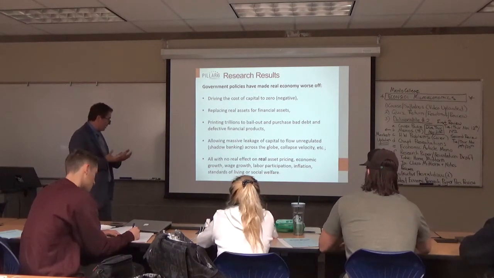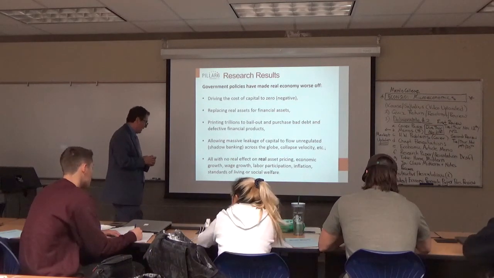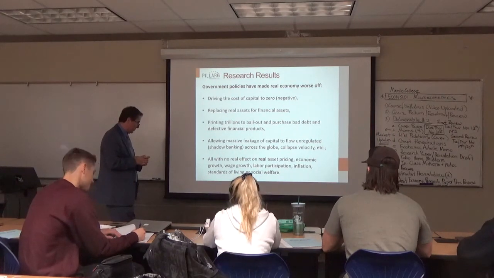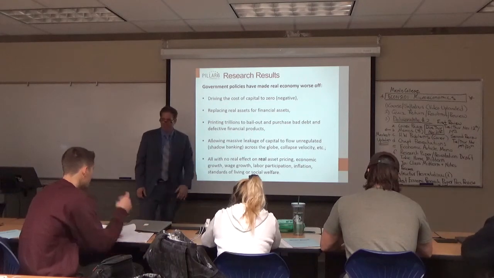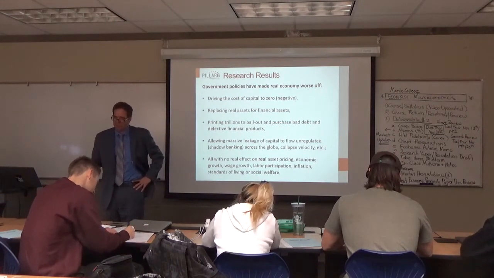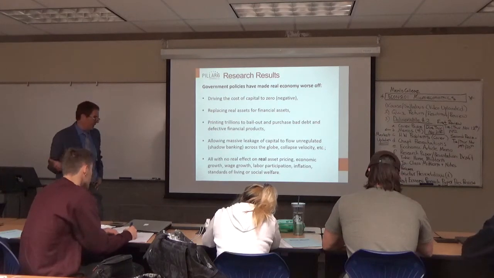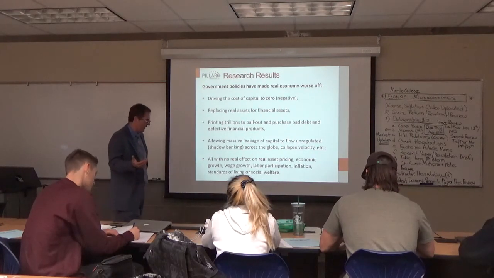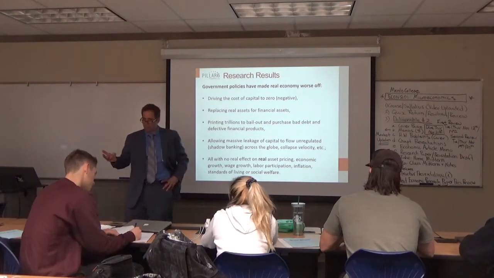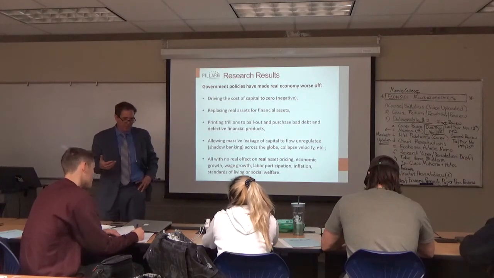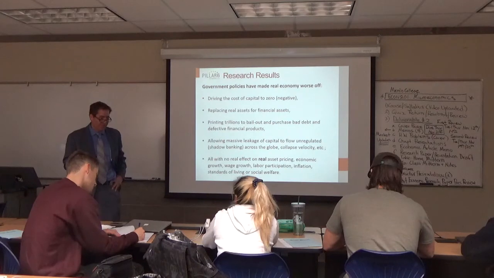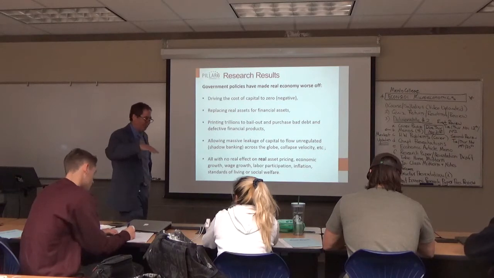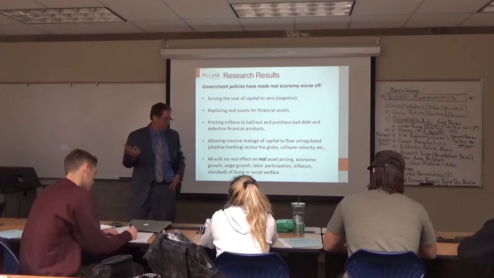With no real effect on real asset pricing, economic growth, wage growth, labor participation, inflation, standards of living, or social welfare. So through this over-accommodation by the Federal Reserve, we should have seen some effect, which we did, on asset prices. We saw some effect on economic growth. Gross domestic product grew at 3% in the first quarter. It slowed significantly in the second quarter. 2017-18 was around 3%, which is what the Fed was targeting. But prior to that, since 2009, GDP was well below the 3% target.